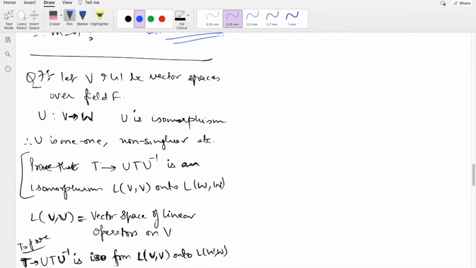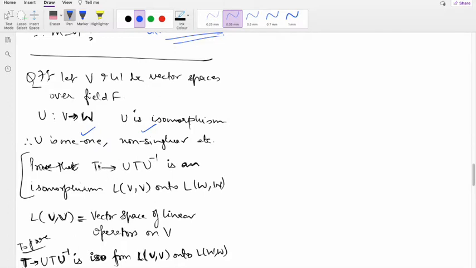Okay, so with this, we'll move to the next question. This basically takes the ideas of vector spaces over usual fields, and we discuss that linear transformations themselves can be viewed as vector spaces over the field F. So we have two vector spaces V and W over the same field F, and a transformation which goes from V to W. I'm saying that U is an isomorphism, which basically means that U is one-one, non-singular, and all the things that come with this definition.